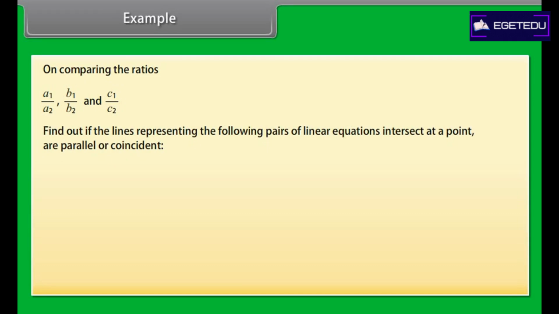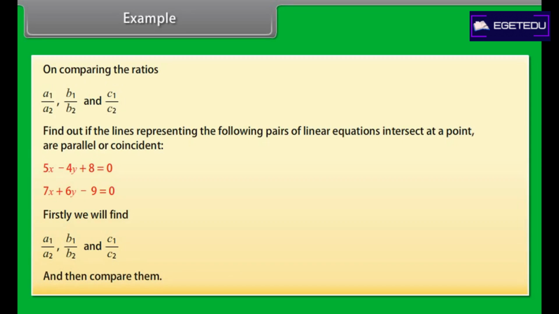Example. On comparing the ratios a1 upon a2, b1 upon b2 and c1 upon c2, find out if the lines representing the following pairs of linear equations intersect at a point, are parallel or coincident. 5x minus 4y plus 8 equals 0. 7x plus 6y minus 9 equals 0.